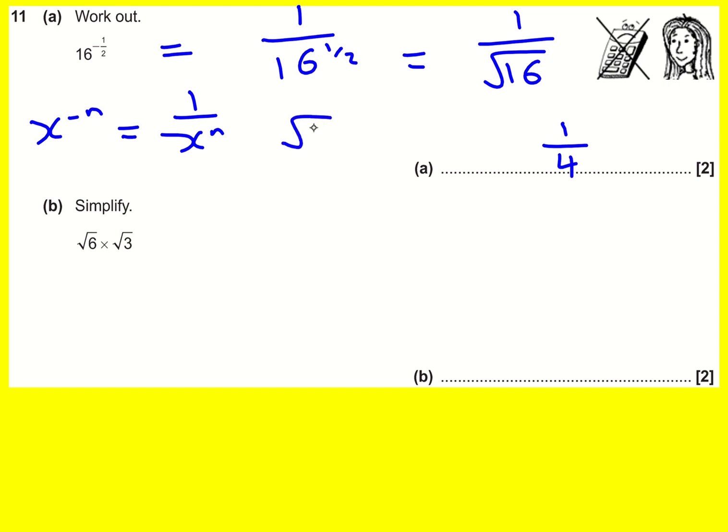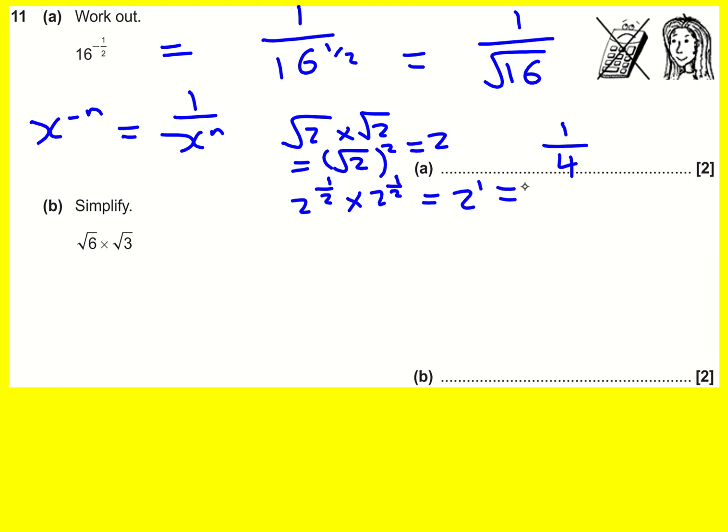Because if we, let's take 2, if I do the square root of 2 times the square root of 2, then that by definition is the square root of 2 squared. I'm timesing it by itself. And if you square root and square, you get back to the original. That would equal 2. If you use the rules of powers, 2 to the half times 2 to the half, then you hopefully remember that you add the powers together. So you go 2 to the half plus a half, which is 2 to the 1, which is 2.